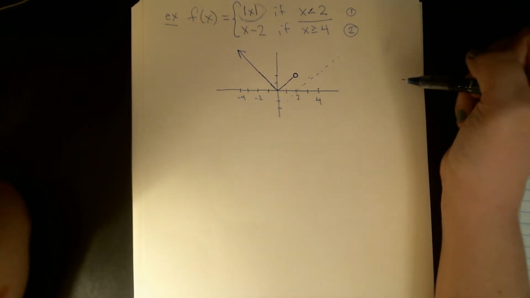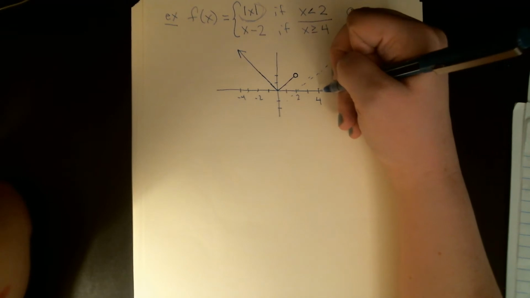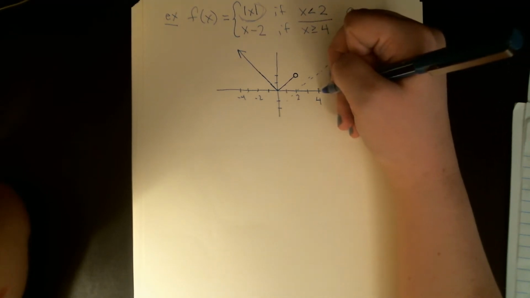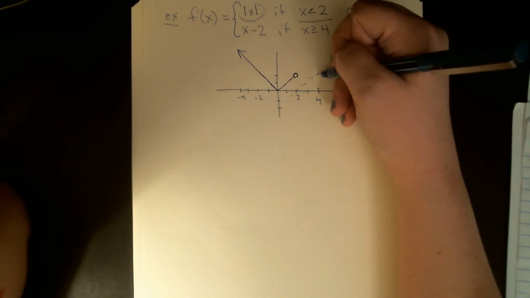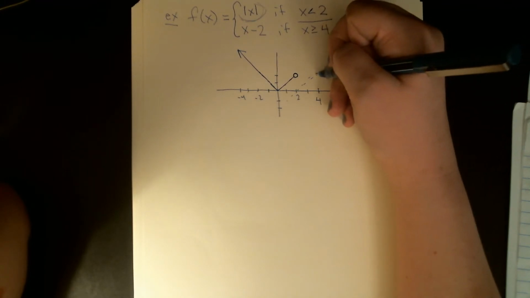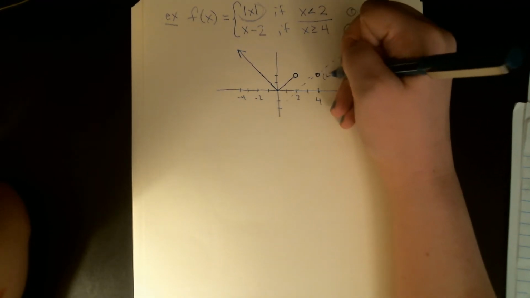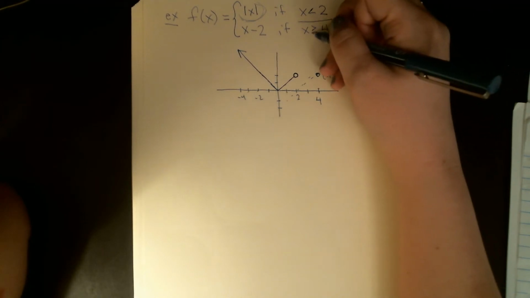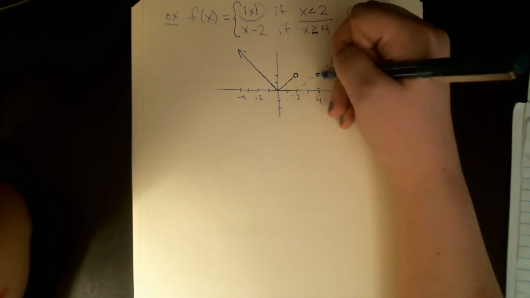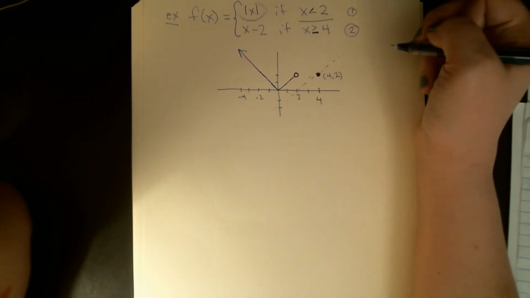I'm supposed to cut this line off at x equals 4. When x equals 4, this line is hitting y equals 2. So this is (4, 2). And since I have an equal to here, I want to include x equal to 4. I'm going to go ahead and fill that in and make it a closed circle.